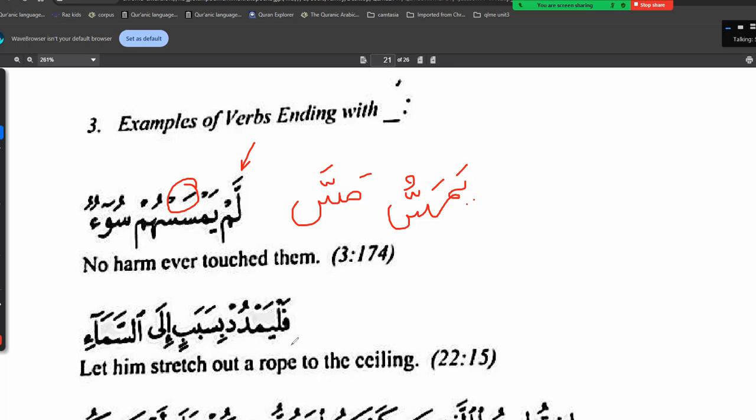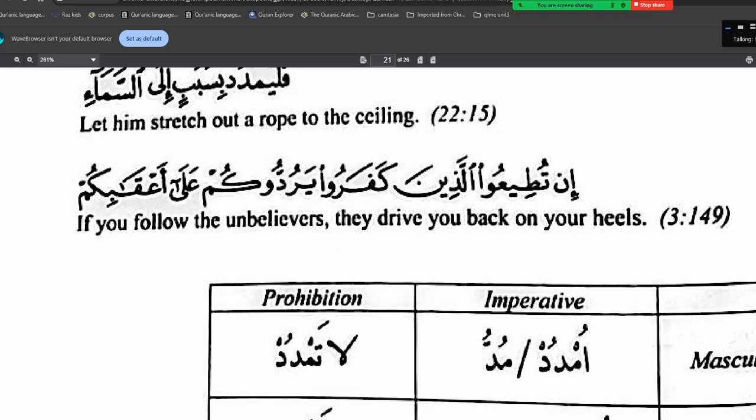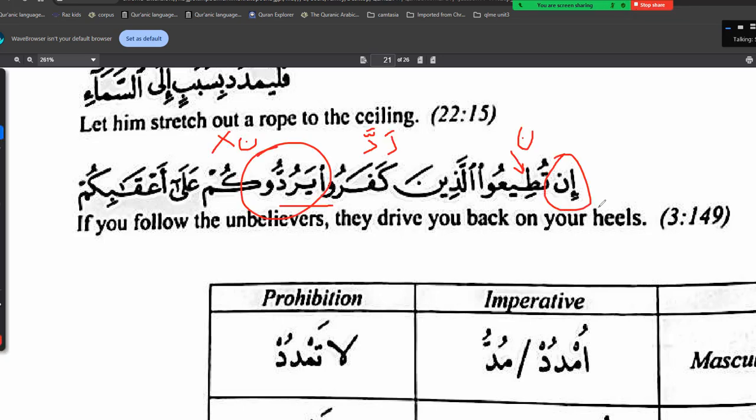Okay, so the next example is فَلْيَمْدُدْ بِسَبَبٍ إِلَى السَّمَاءِ. Let him stretch out a rope to the ceiling. So yamdud, because of the huruf jazima fal. إِن تُطِيعُوا الَّذِينَ كَفَرُوا يَرُدُّوكُمْ عَلَى أَعْقَابِكُمْ. If you follow the unbelievers, they drive you back on your heels. Because of the conditional article in, it makes the mudari majzoom, right? Here we are looking for the double-lettered verb al-fi'l al-mudha'af. So yarudduna becomes yaruddu because of the conditional article in.